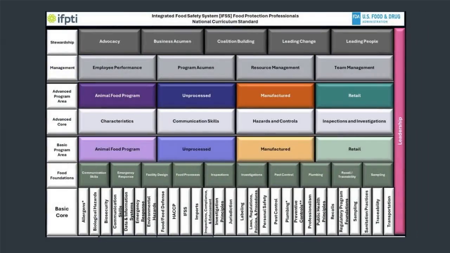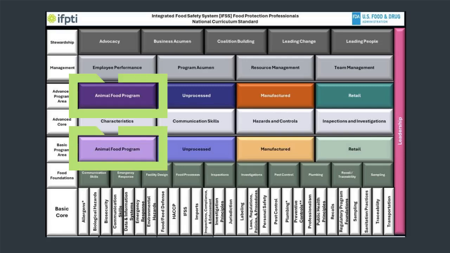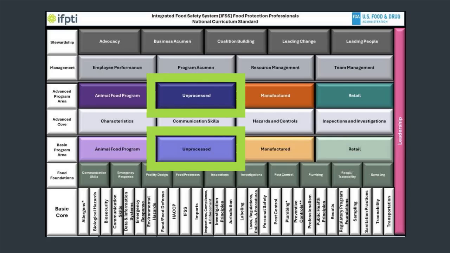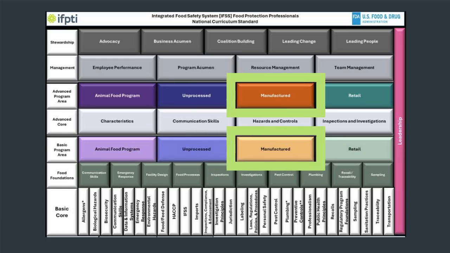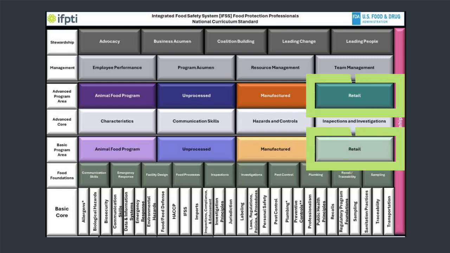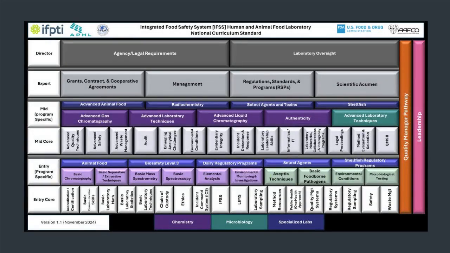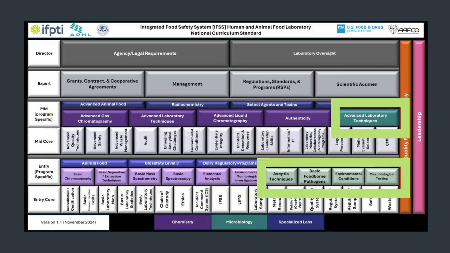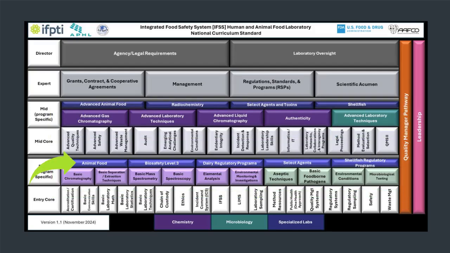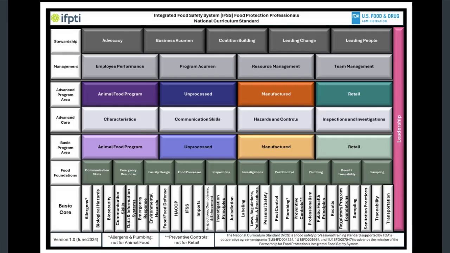The grid is also arranged into major program areas, depending on the regulator's area of focus. Within the regulatory NCS, there are program areas related to animal food, unprocessed food, manufactured food, and retail food. For the laboratory NCS, program areas include chemistry, microbiology, along with specialized laboratories such as animal food and biosafety level 3. For each content area, a competency standard has been developed.